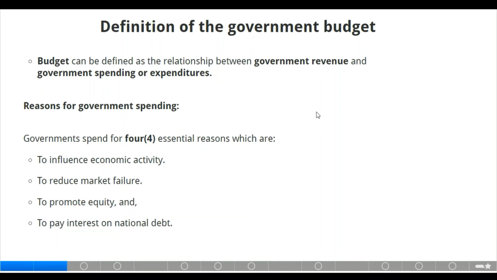Of course, the government spends on public goods as they will not be financed by the private sector, and also to promote equity. Of course, government provides benefits like pensions, subsidized housing for the poor, and free education to children, and also to pay interest on national debt. Of course, when government borrows, they also pay interest. Now let us move to the next slide.